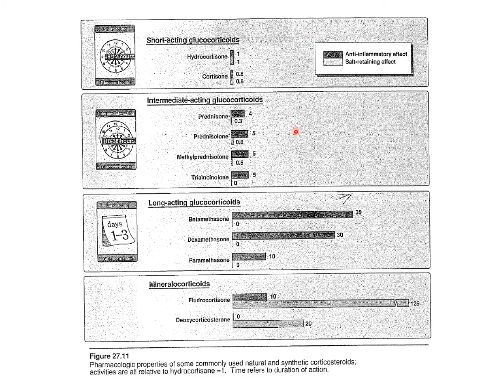So here you see, the quality of the slide may not be good, but it will tell you the ratio between anti-inflammatory effect versus salt-retaining effect. And so you see here the potency of those glucocorticoids and the long-acting ones. And then for the mineralocorticoids, of course, they have more effect on the salt-retaining effect.